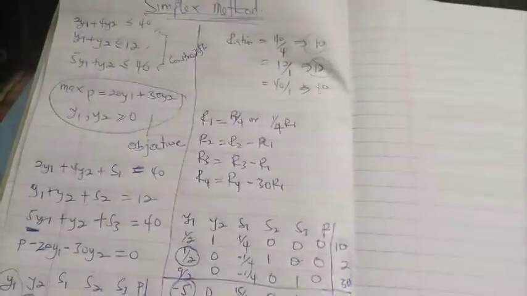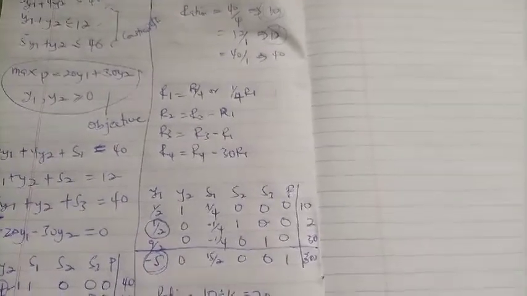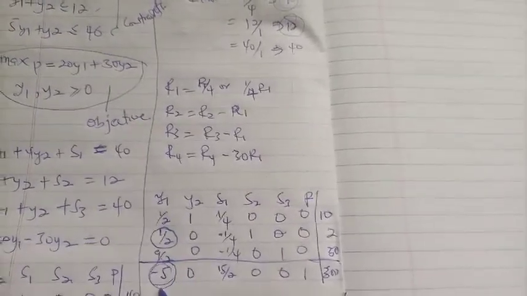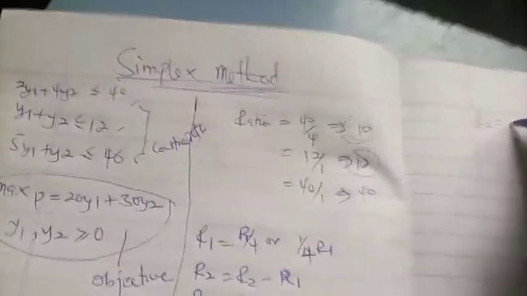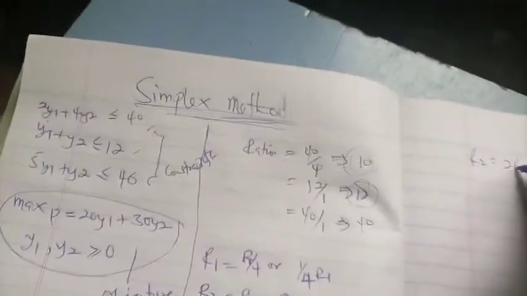So what I'm going to do finally is that I'm also going to generate formulas that are going to make my pivot element here equal to 1, and anything above it or below it going to be 0. So let us see those formulas. I can say my R2 is equal to 2R2.